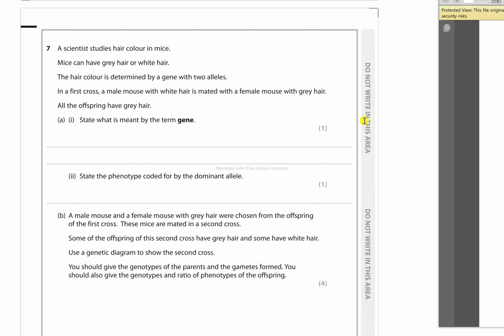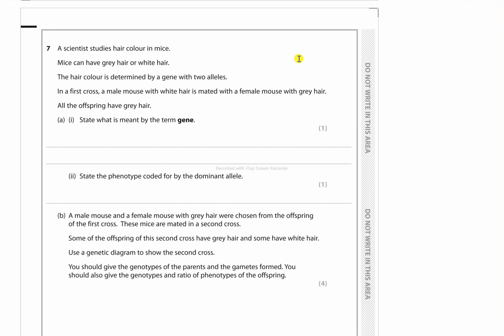Right, we're carrying on with November 2021. For some reason I've lost the first 5 questions, but we can do those again. Let's continue on anyway. So question 6 is done.